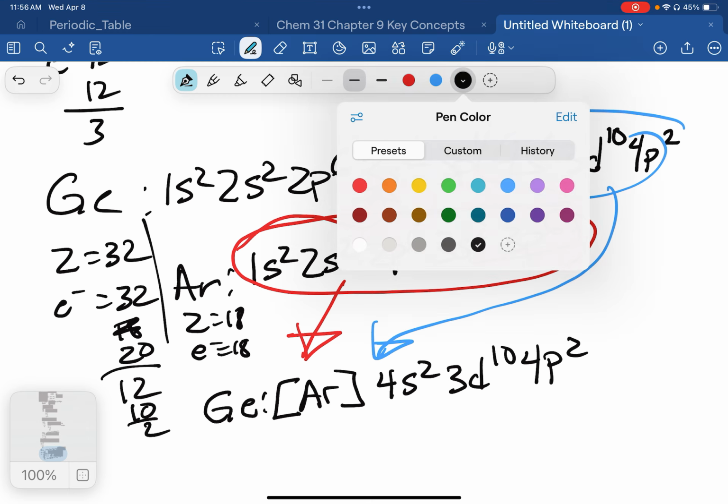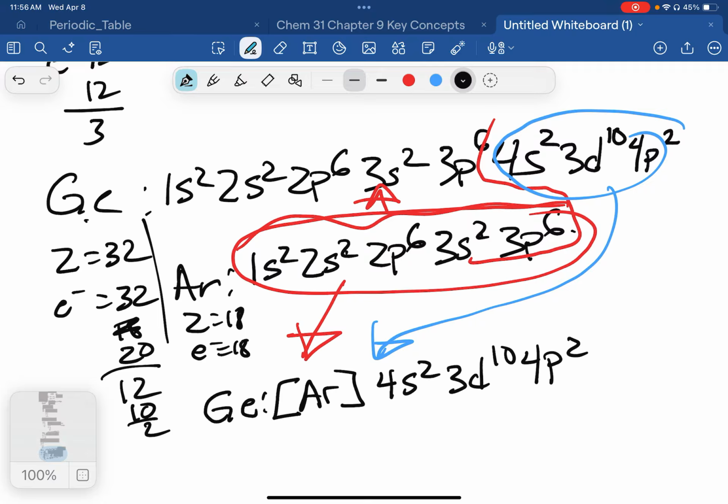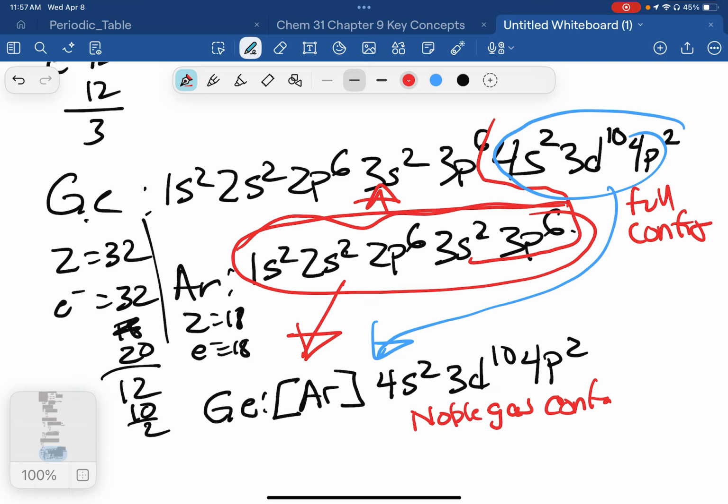And you'll see that this is a shorthand. Rather than writing out this entire long thing, you can do noble gas configurations. But remember, this is noble gas configuration, and this is the full configuration. Now, do remember, this is super important. On an exam, I may ask you to give me the full configuration. So if I ask you for the full, make sure you give me the entire thing. If I ask you for noble gas, it would then be this truncated one.